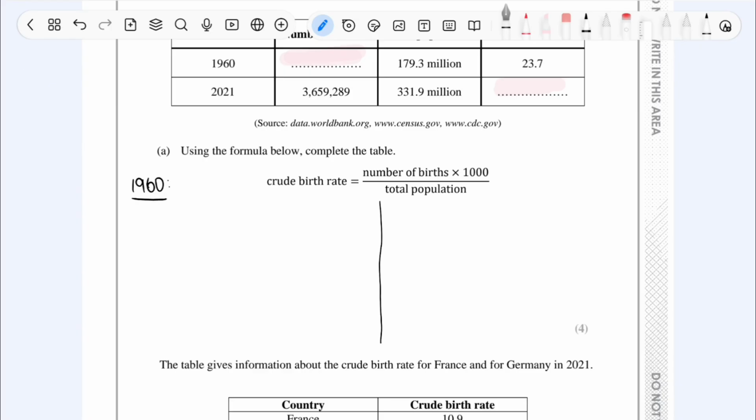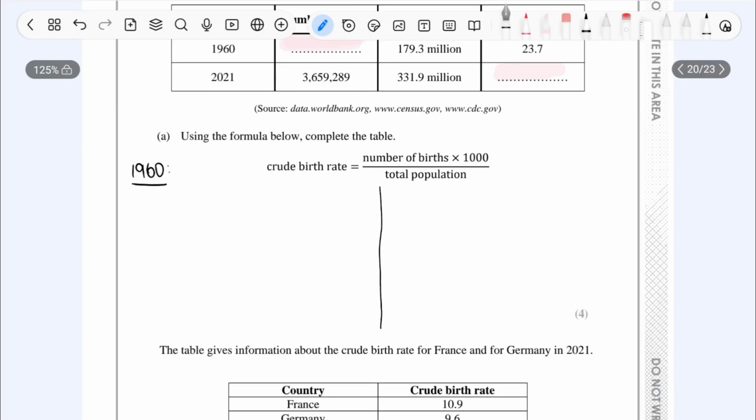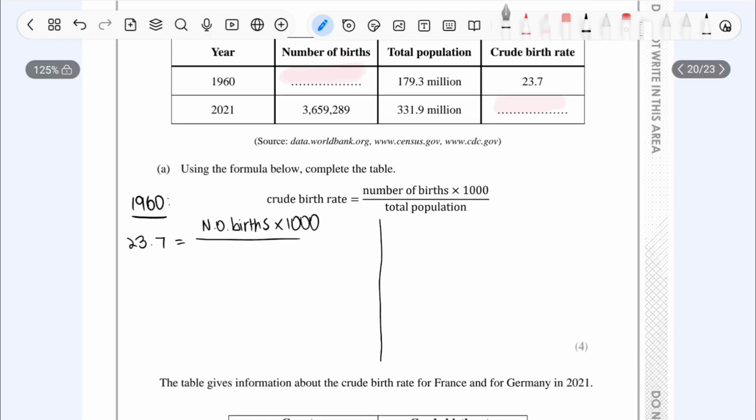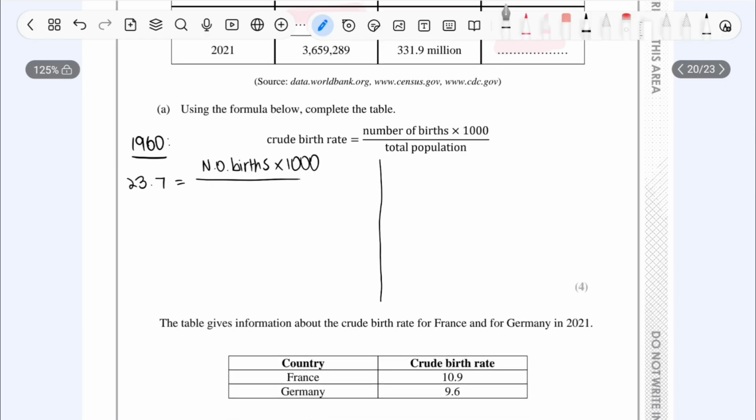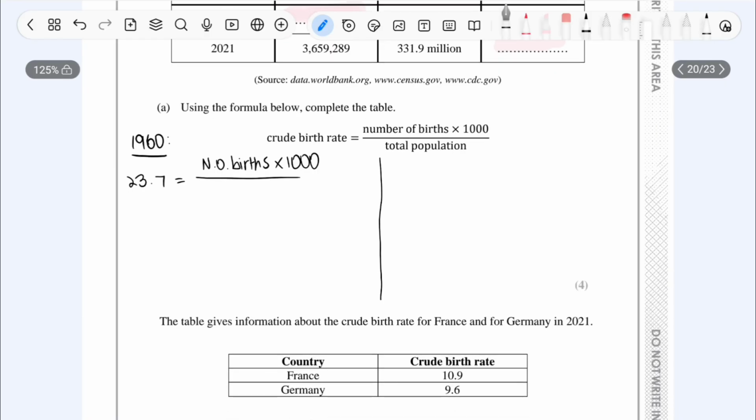This is just a simple plug and go. We know that we need to do 23.7 is equal to the number of births multiplied by 1000 divided by the total population. Now you can go with 179.3, or you can convert it into the actual number, which I'm going to do now.